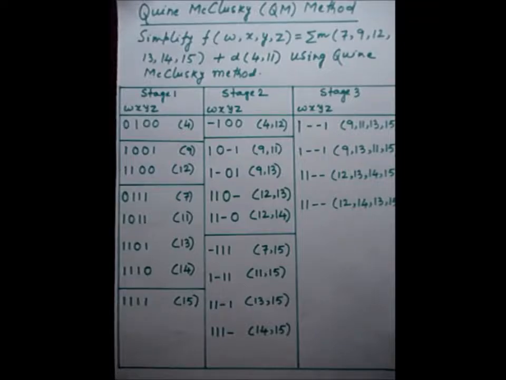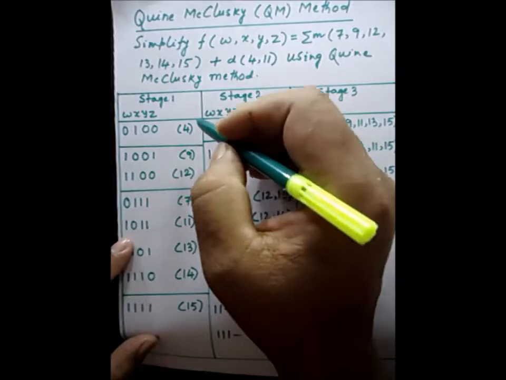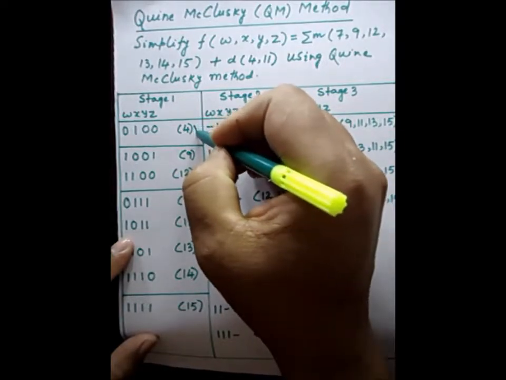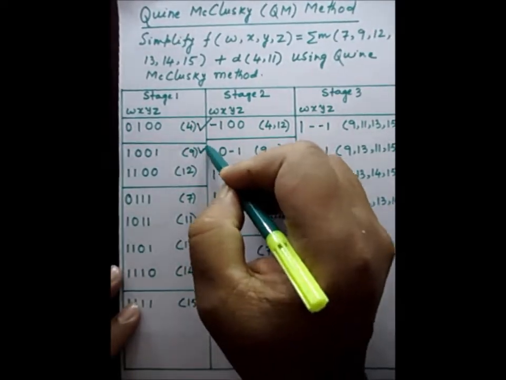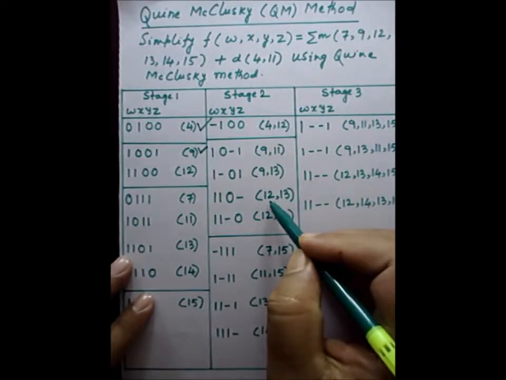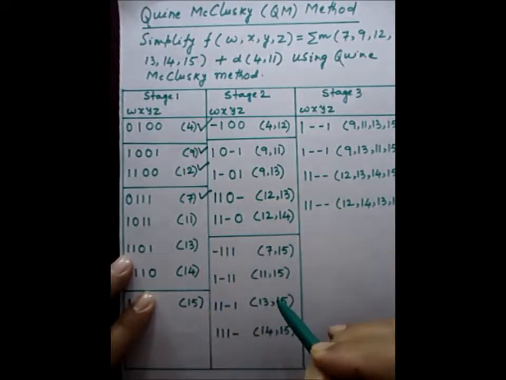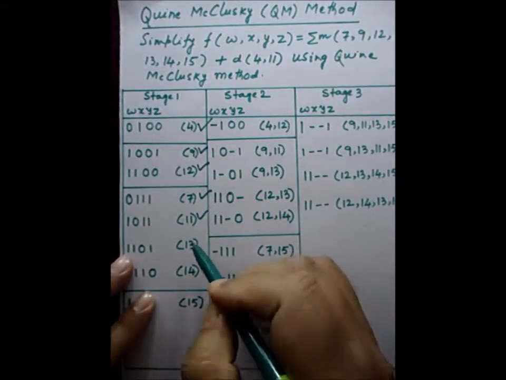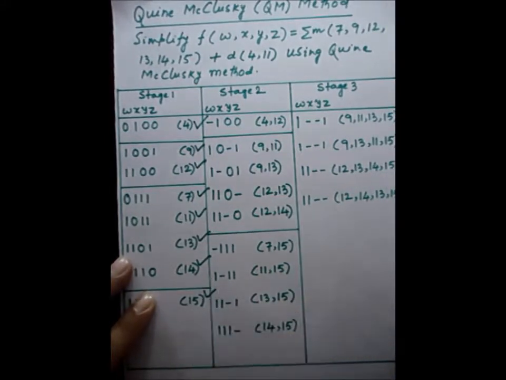After that is the ticking count. Here 4 is used, so 4 is ticked. Then you can see 9 has been used, so 9 is also ticked. Then 12 is available, so 12 is ticked. Then 7 is yes, 11 is ticked, 13 yes, 14 yes, 14 is also available, then 15. All are ticked.